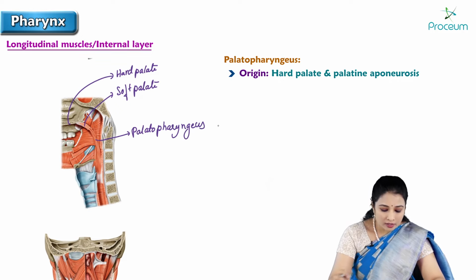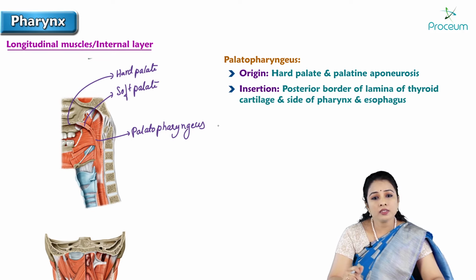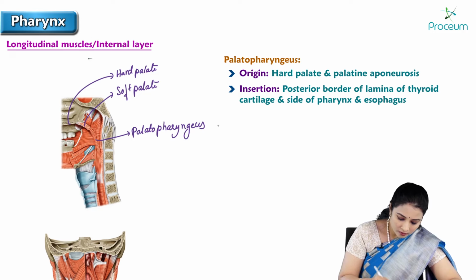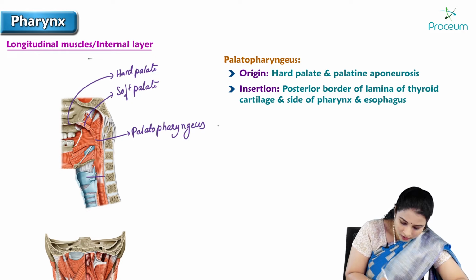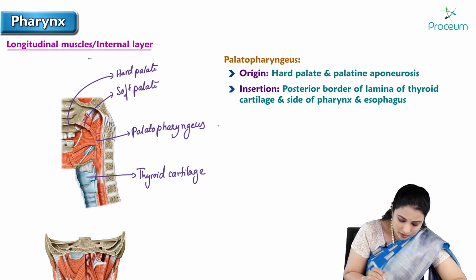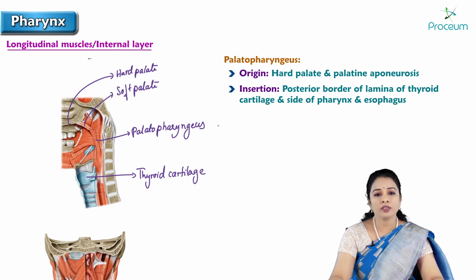So, palatopharyngeus gains its origin from hard palate and palatine aponeurosis and insertion posterior border of the lamina of thyroid cartilage and side of the pharynx and esophagus. So, finally it inserts into the posterior lamina of thyroid cartilage. So, thyroid cartilage is here. We can see the fibers are towards partly into the posterior lamina of thyroid cartilage and partly inserts into the side of pharynx and esophagus.